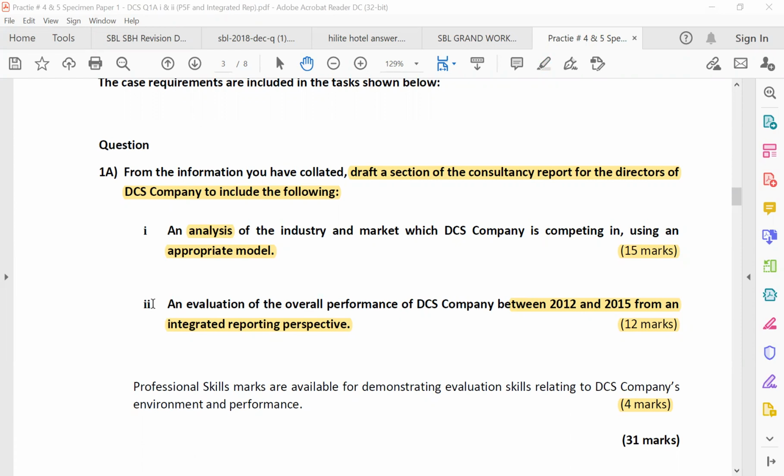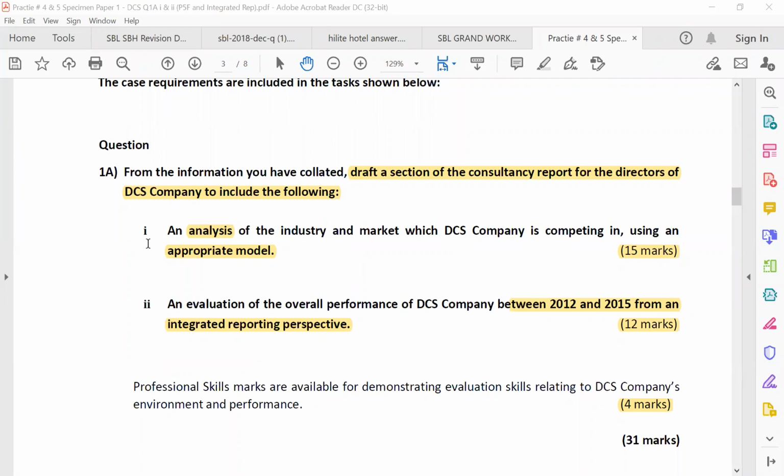Right after offering your namaz, you will be solving question number 1A, only part 1. Question number 1A, only part 1, that is an analysis of the industry and market which DCS company is competing in using an appropriate model.